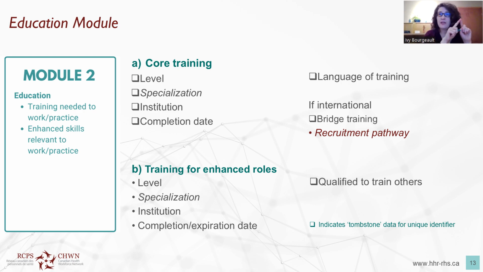Now, it's important to notice the type of bullets that we're using. Like in this slide, we have square bullets, and that indicates tombstone data. So these are data that we can pull together into an algorithm to create a unique identifier, which is what we'll get to on the next slide. If you do not have a unique identifier, utilizing these data in an algorithm to develop a unique identifier will be really important to ensure that people are registered across multiple jurisdictions and not being double counted, or if people are registered in a couple of different professions, that they are not double counted.